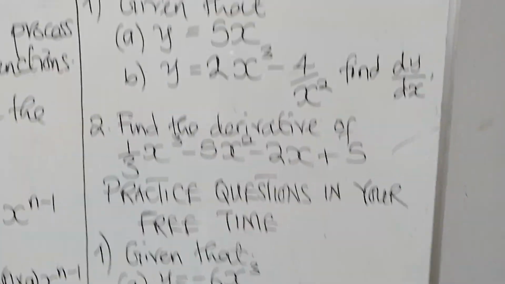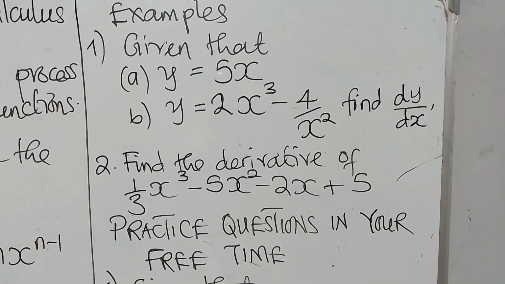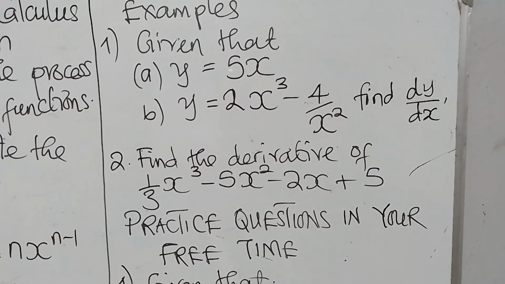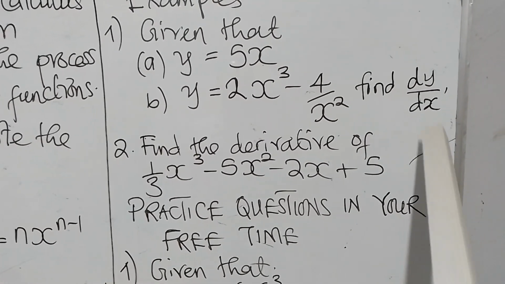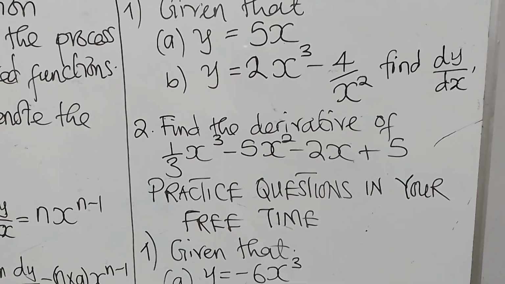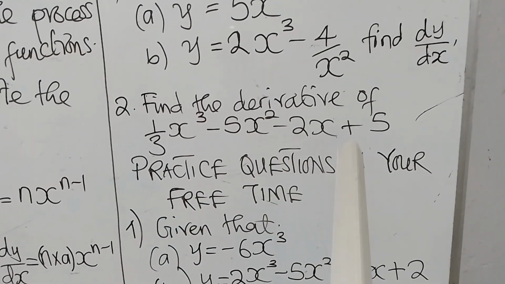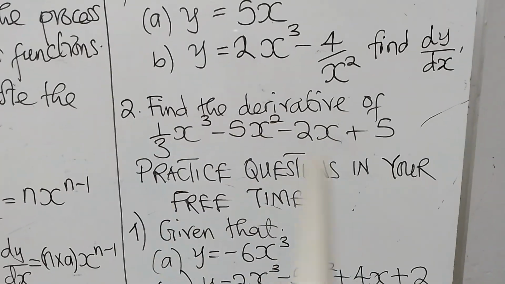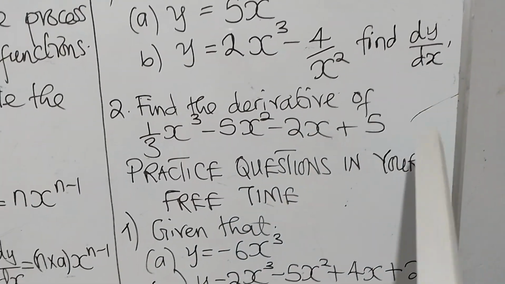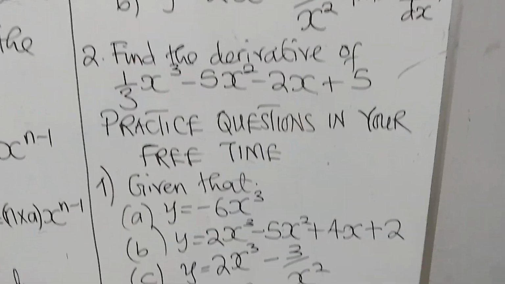Now, the examples here are, given that a, y is equal to 5x, b, y is equal to 2x cubed minus 4 over x squared, find dy dx, meaning they want us to find the derivative. The second question is, find the derivative of this particular function. So they just want you to find dy dx, that is, differentiate all these given functions with respect to x.